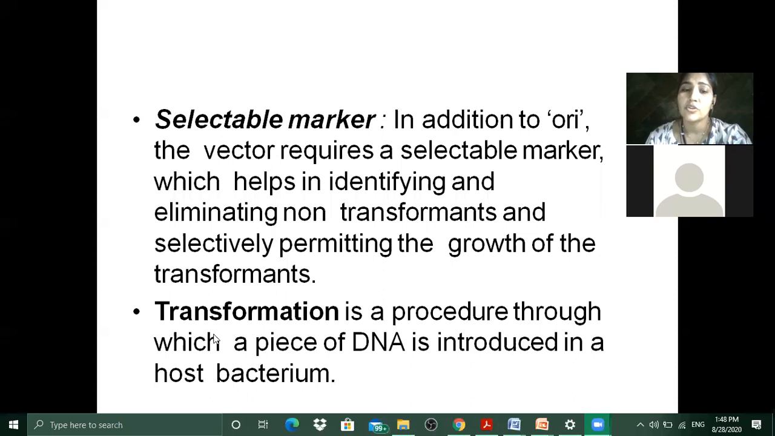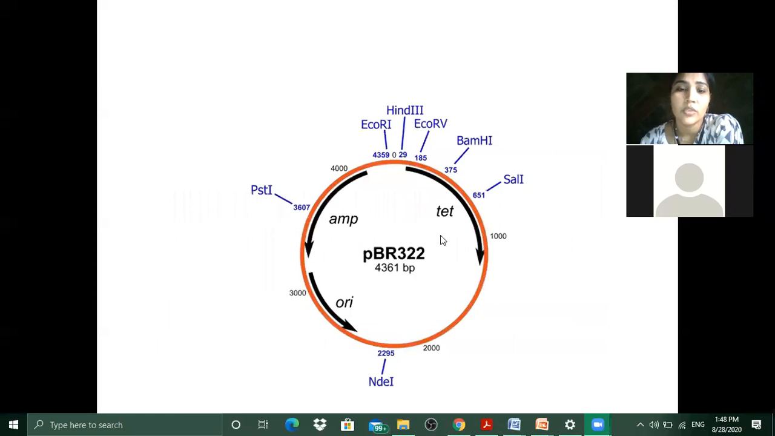Then it should have transformation, so it should undergo the process of transformation. Transformation is a procedure through which a piece of DNA is introduced into the host cell. That is what is called transformation, where you have a piece of DNA which you have manipulated according to your will and wish, and then you put it into the bacterium or the host cell.